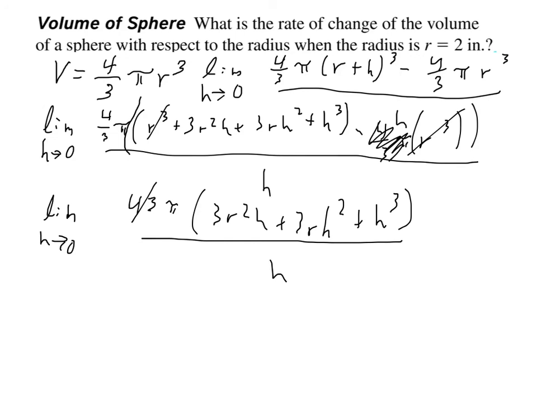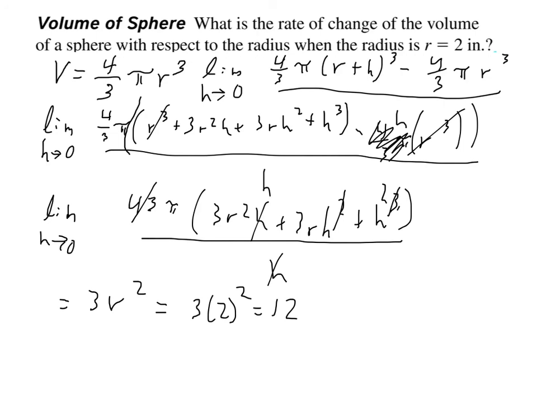all over h. Okay, I'm going to try this a little different just so you can see it different. This h cancels with that, takes that down to an h, takes this down to an h squared. Then plug in zeros for my h and h squared. Just leaves me with 3r squared. And my radius is 2, so that's 3 times 2 squared, which equals 4 times 3, which is 12.